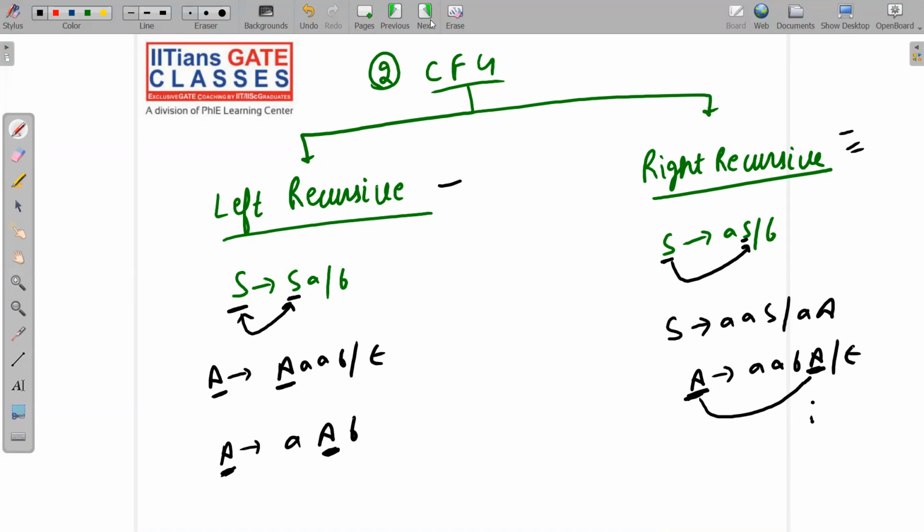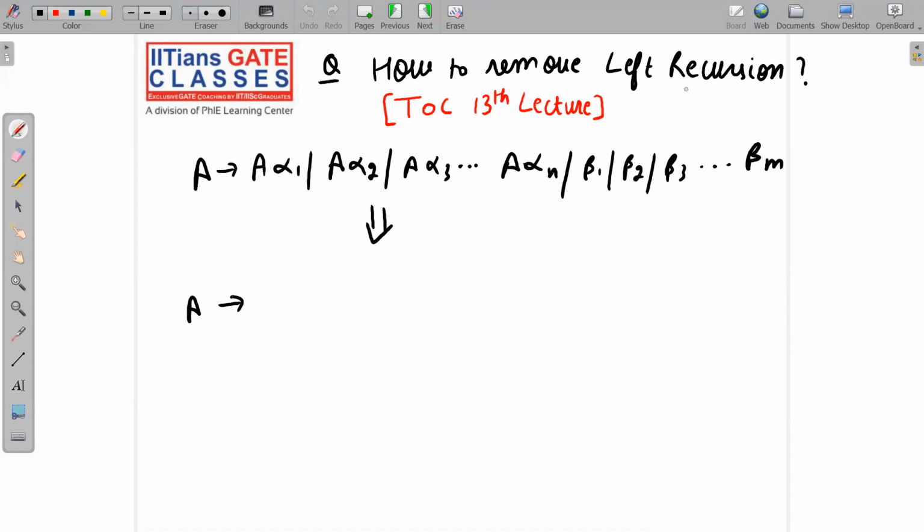Please note it down carefully. How to remove left recursion? First of all, the first question which will come to your mind is why we want to remove left recursion. Actually, top down parsers, we have studied types of parsers, top down parser and bottom up parser. If you do not know, then please watch my previous lecture in which I told you about the types of parsers. Top down parsers cannot parse left recursive grammars. Hence there is a need to remove left recursion from the grammar, which we are going to study now.